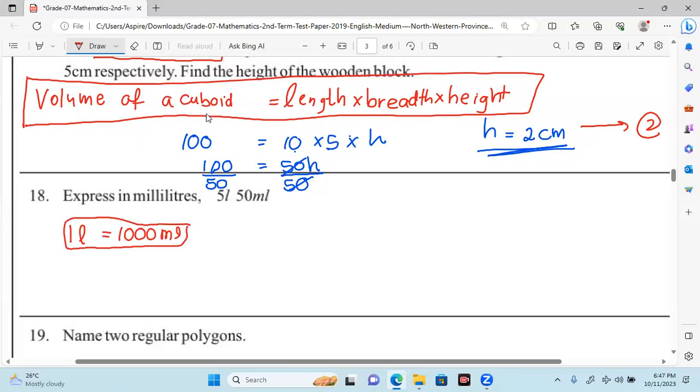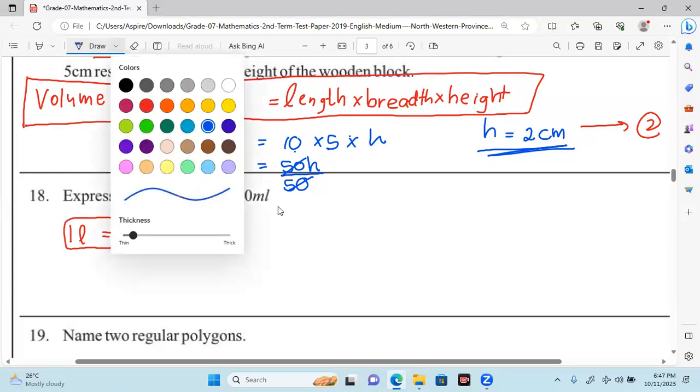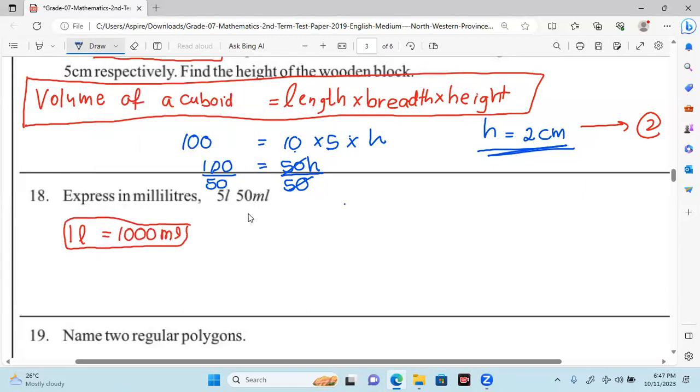Then 5 liters, 50 milliliters. That means 5 liters is 5000 milliliters. Then add 50 milliliters. It is 5050 milliliters.